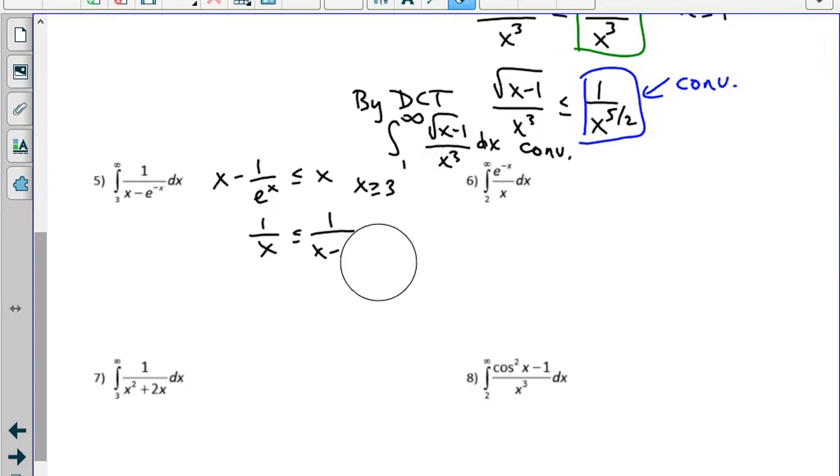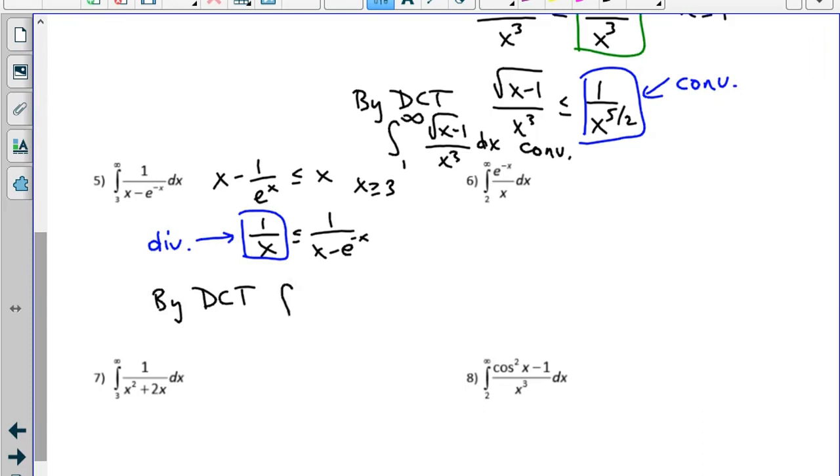Notice that 1 over e to the x is the same thing as e to the negative x. That one diverges. And since that is less than or equal to another function at all values where x is greater than or equal to 3, we know that by the direct comparison test, the integral from 3 to infinity of 1 over x minus e to the x dx must also diverge.